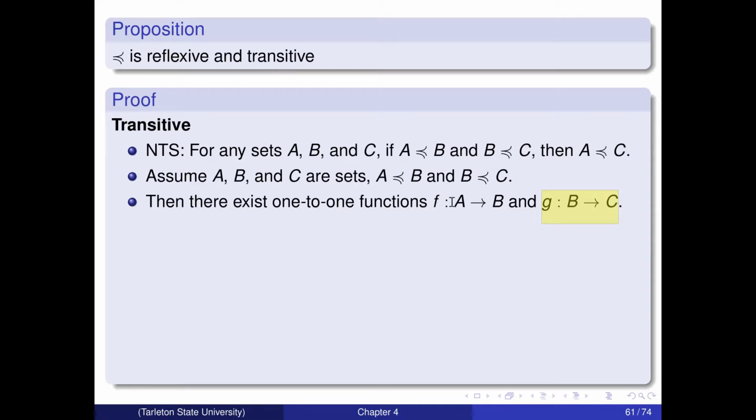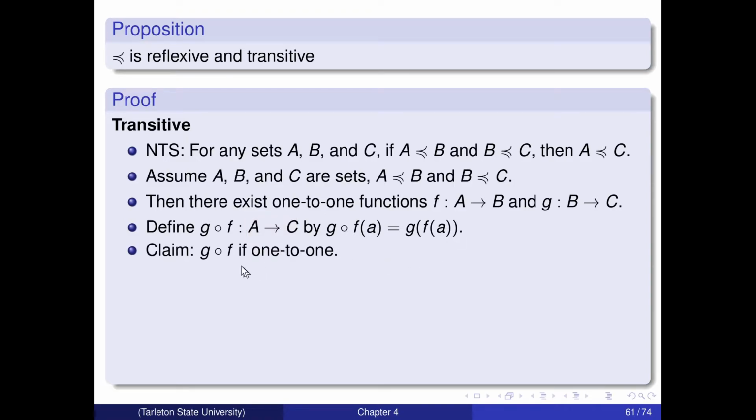Now, if we have these functions from A to B and from B to C that are one-to-one, one thing we can do here is create a composition function g compose f, and this is going to map A all the way into C. And we've seen how to do composition functions in college algebra classes. Basically, g compose f of a is just g of f of a. Now, it turns out that g compose f must be one-to-one. If f is one-to-one and g is one-to-one, g compose f is one-to-one, and we can just show that right now.